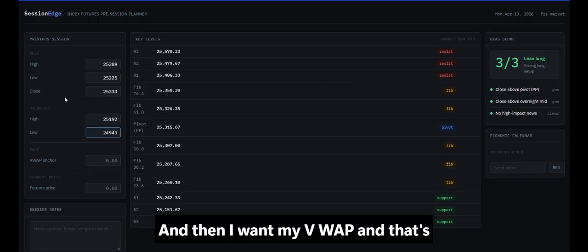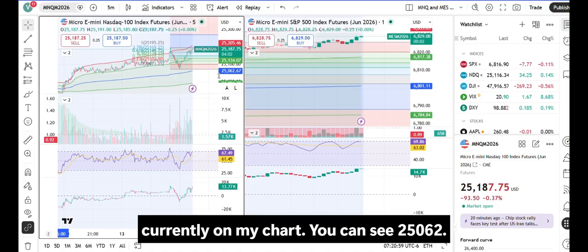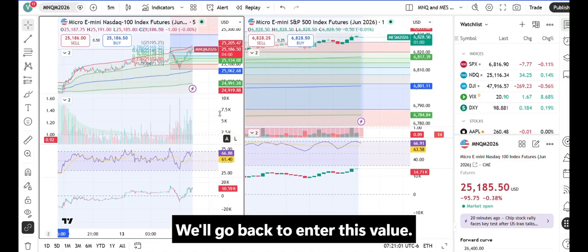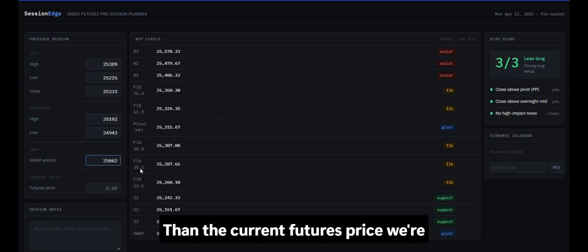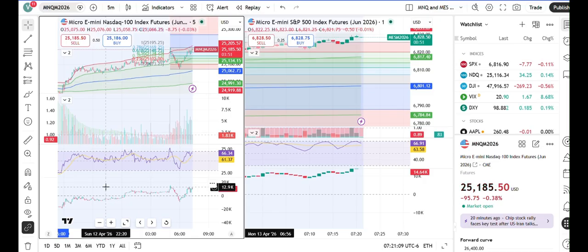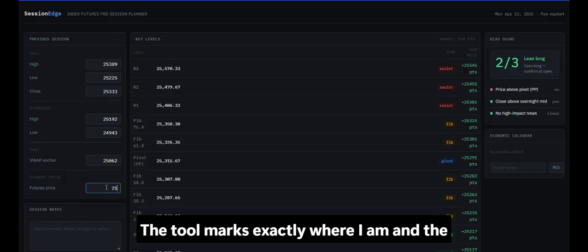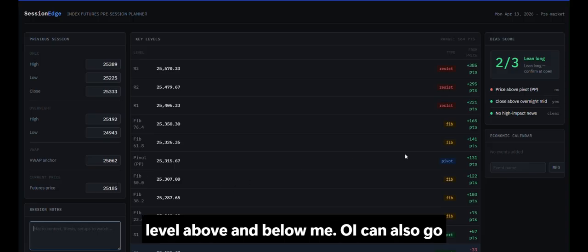And then I want my VWAP, and that's currently on my chart. You can see 25062. We'll go back to enter this value. Then the current futures price, we're looking at 25185. The tool marks exactly where I am in the level stack, with point distances to every level above and below me.